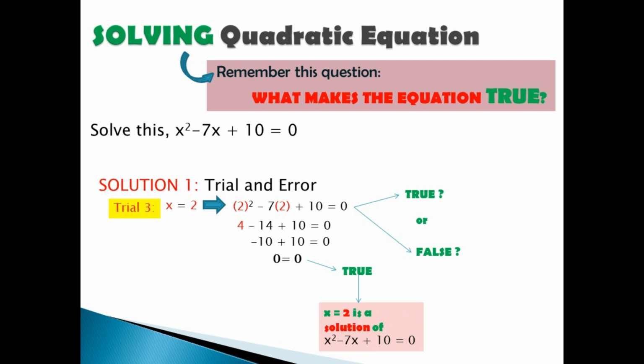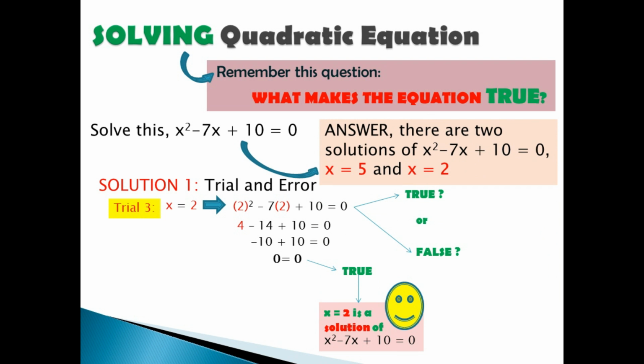Therefore, x equals 2 is a solution of x squared minus 7x plus 10 equals 0, because when we substitute 2 for x in the given quadratic equation, the equation is true. Therefore, there are two solutions of x squared minus 7x plus 10 equals 0: x equals 5 and x equals 2. These are the values of x that make the equation true.